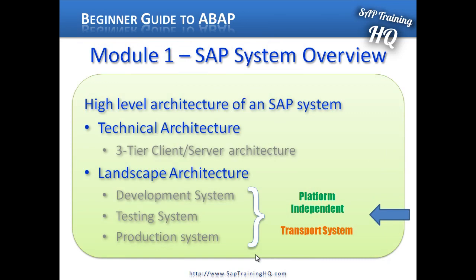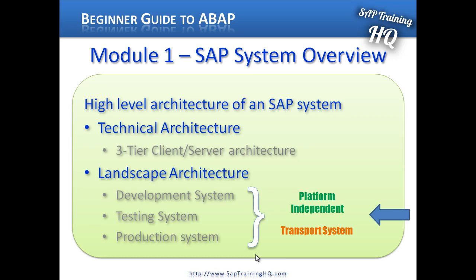Now let's quickly discuss a typical landscape architecture. Now I say typical, but you'll find that when you work with SAP, there is no typical landscape architecture that most companies use. What you do find that's very common is you'll find a development system, you'll find a testing system, and then you'll find a production system.